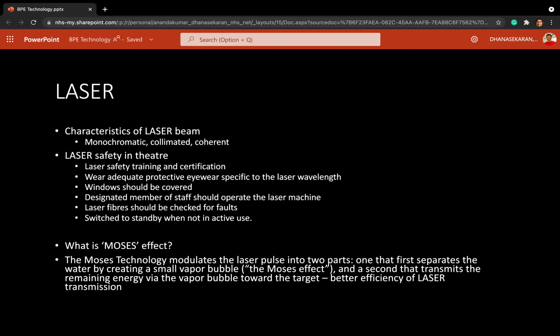The laser beam is slightly modulated into two parts. The first part is used to clear the water by creating a small vapor bubble that is known as the Moses effect. And since the water is a little bit cleared, the second energy will produce a better efficiency whether you are treating the stone or you are treating the tissues. It is slightly more commonly proven in stones compared to tissues, and this requires a 120 watt holmium laser machine, and also we need to make sure that the fiber is Moses compatible.